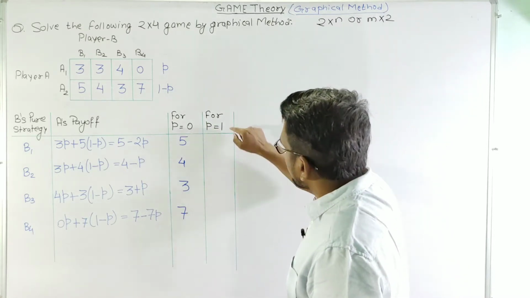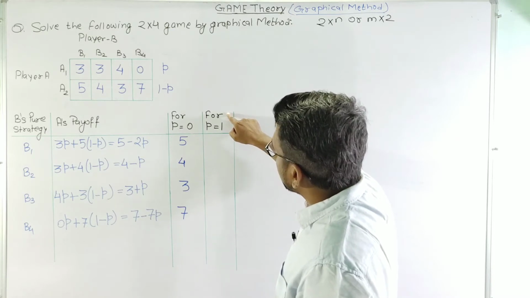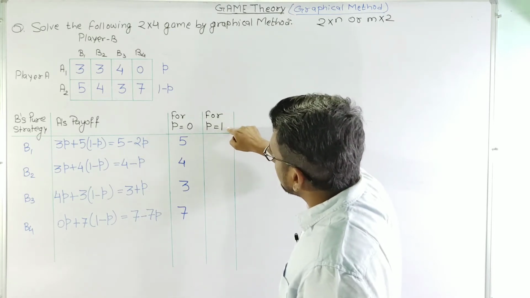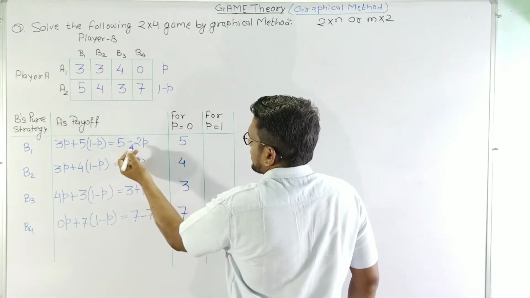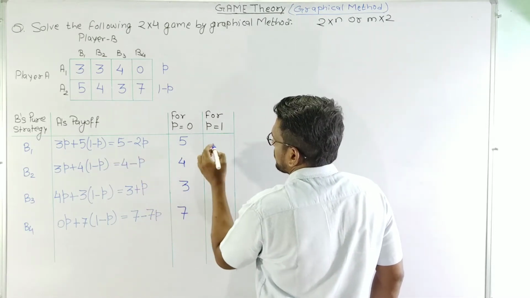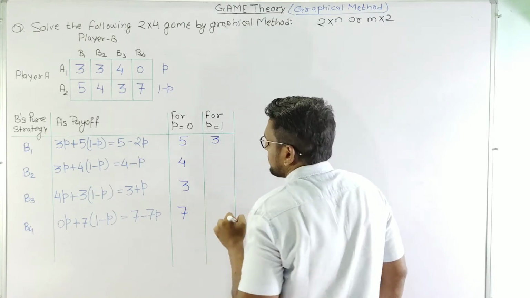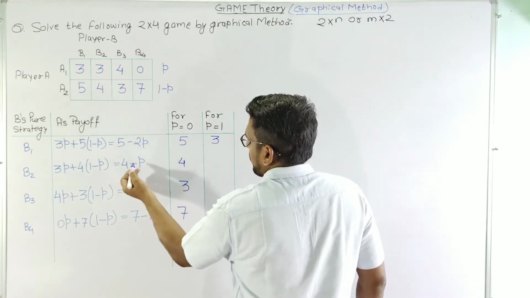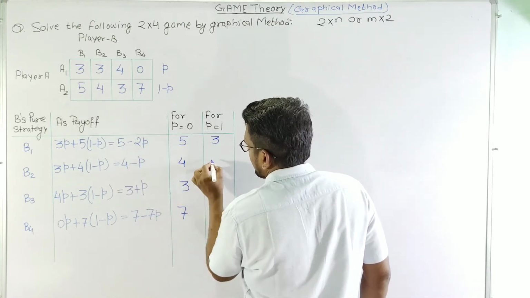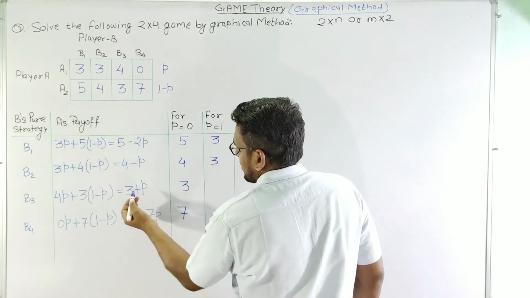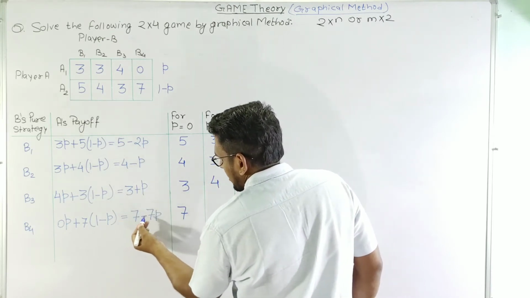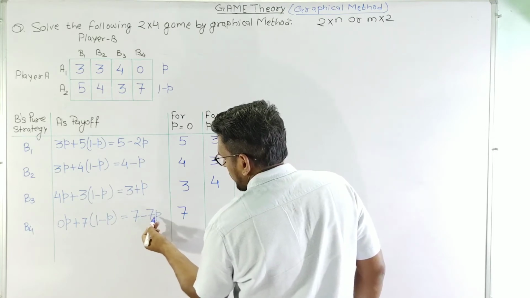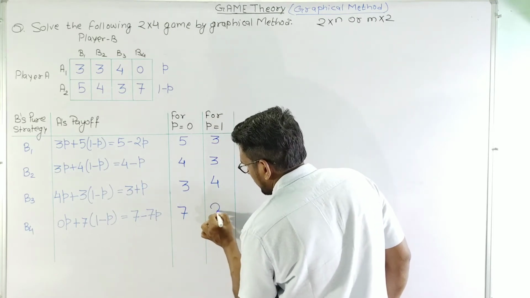In a similar manner, we will calculate the value of A's expected payoff when the probability is 100% or 1. So here 5 minus 2 into 1. So 5 minus 2 is 3. Now this is 4 minus 1 is 3. So this is again 3. Here 3 plus 1 is 4. Here 7 minus 7 into 1, 7 minus 7 is 0.